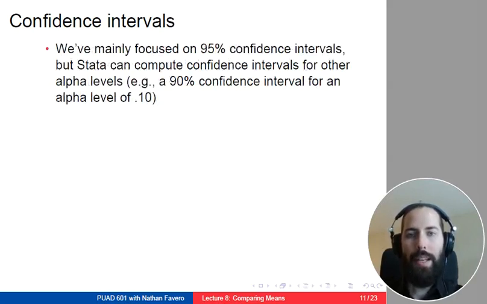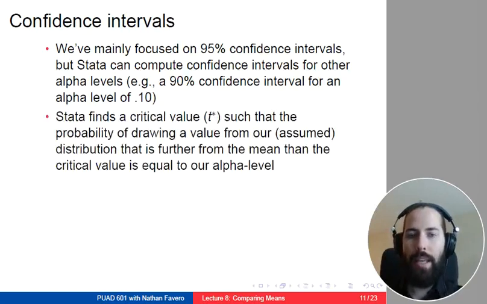All right, that's almost all we've got for this part of the lecture. Let me say just a couple more words about confidence intervals. We've mainly focused on 95% confidence intervals so far in this class. But as I mentioned, anytime we create a confidence interval, we have to pick an alpha level. And generally, the default alpha level is 0.05, which means generally the default confidence level is 95%. But Stata actually allows us to compute confidence intervals for other alpha levels. So let's look at an example of that in just a moment.